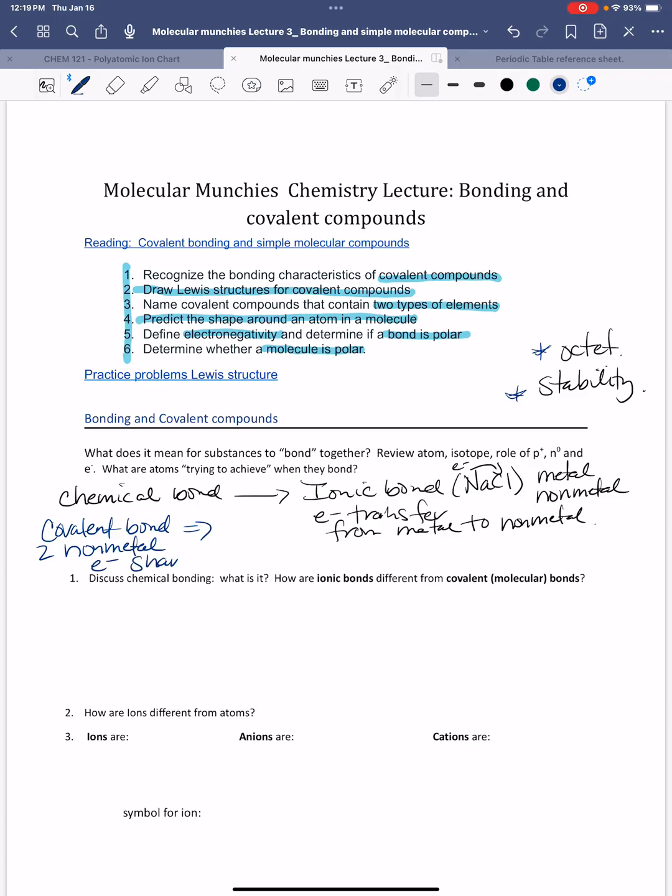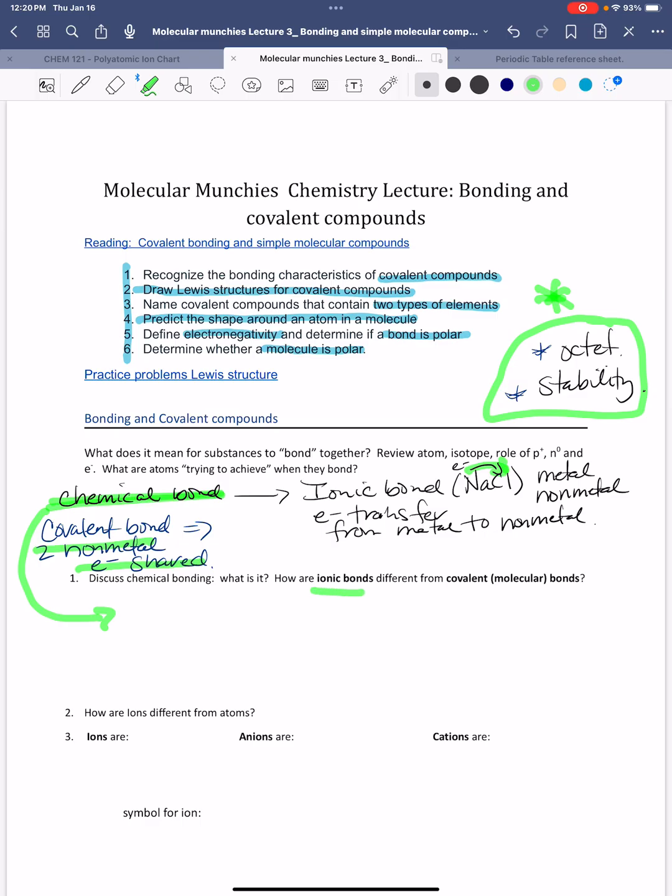Both of these substances, in order to make a chemical bond, are trying to achieve this stability and this octet, but they just do it in different ways. Metals transfer the electron to the nonmetal, so they both get an octet. In covalent bonds between nonmetals, the electrons are shared in order to achieve that octet, in most cases. There are some exceptions. So that answers this question: ionic bonds and covalent bonds. We also call covalent bonds molecular bonds.